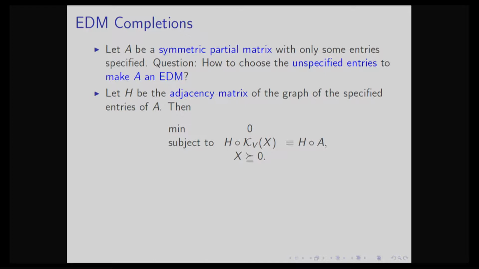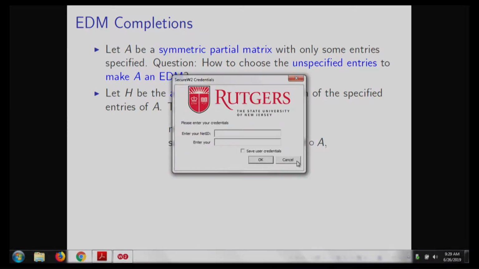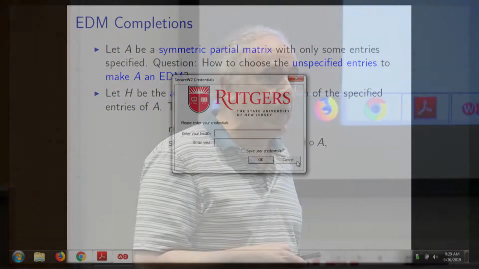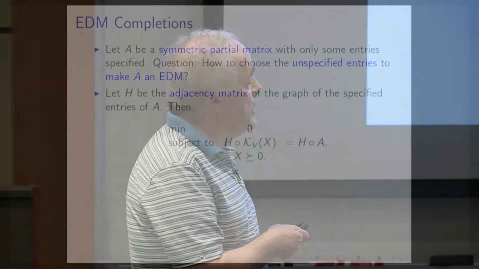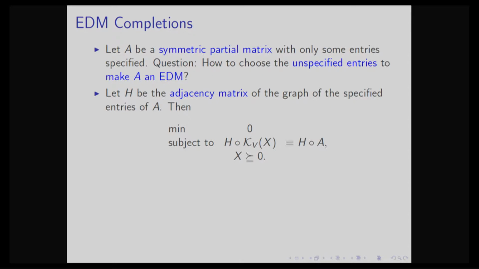Now, because the objective function is 0, any feasible solution is an optimal solution. So if you have many ways to complete the matrix and you don't care which one to pick, you can take this way. Now, notice that this is given in terms of the projected gram matrix. Again, X, not B. Projected gram matrix.